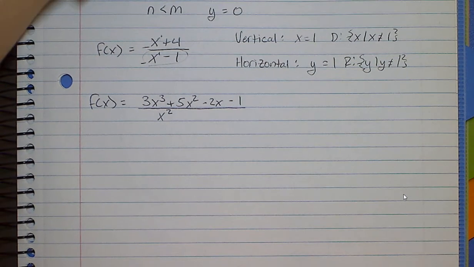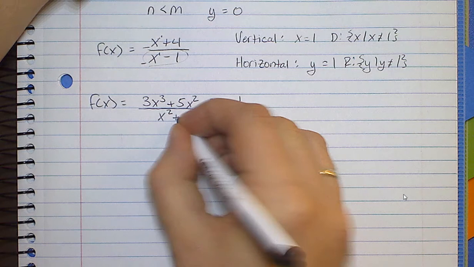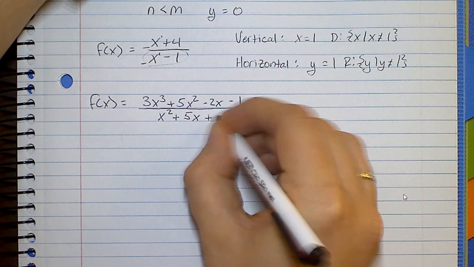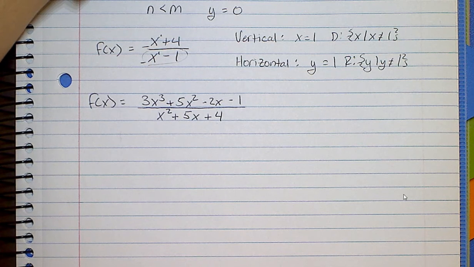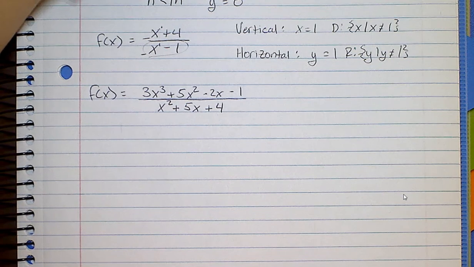X squared plus 5x plus 4. Alright, so I promise you, this is not that big of a deal. It looks like a pretty big one, but it's not a big deal. It is a small deal.